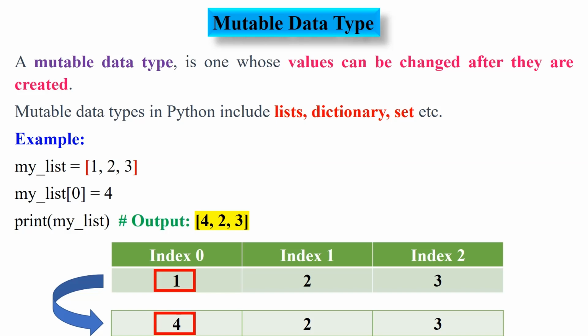Look at the table. In Python, lists are 0 indexed, so index 0 refers to the first element 1. It assigns the value 4 to the first element of the list. Next line of the code uses the print function to output the contents of the my_list list. The output of the print statement is 4, 2, 3. This output indicates that the first element of the my_list list has been modified from 1 to 4, while the other elements remain unchanged.